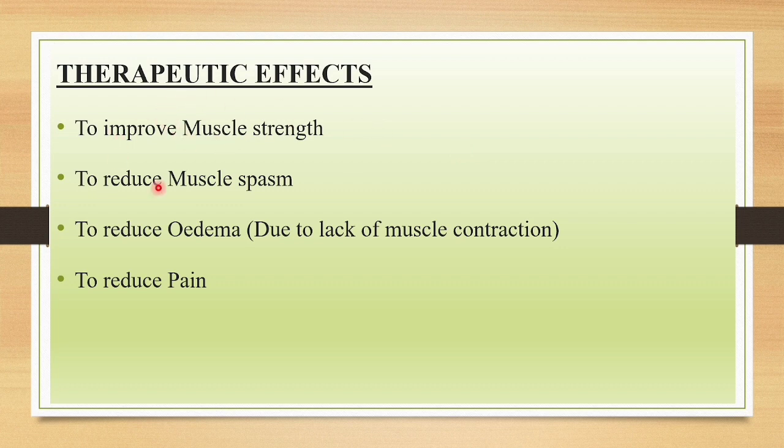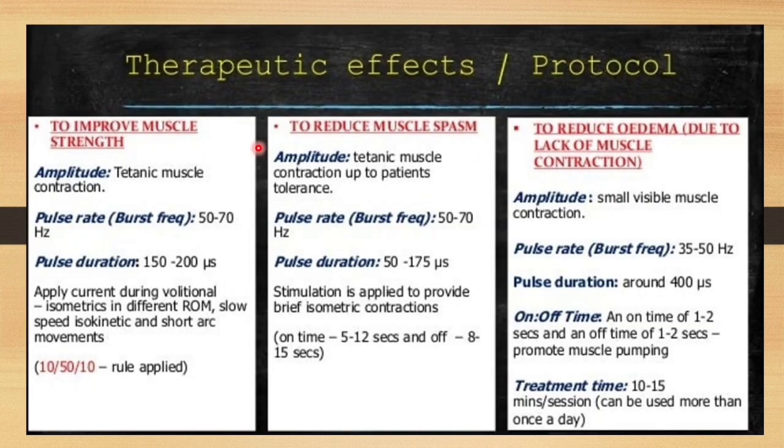And coming to the therapeutic effects, they include improving muscle strength, reducing muscle spasm, reducing edema due to lack of muscle contraction, and reducing pain. So these are the protocols for the various therapeutic effects. In order to improve muscle strength, we will be using a tetanic muscle contraction. The amplitude will be at a level producing a tetanic muscle contraction, and the pulse rate or burst frequency will be 50 to 70 Hz, and the pulse duration will be 150 to 200 microseconds.